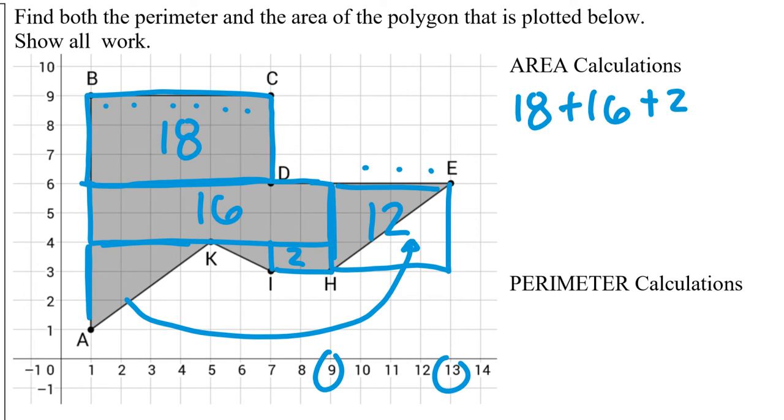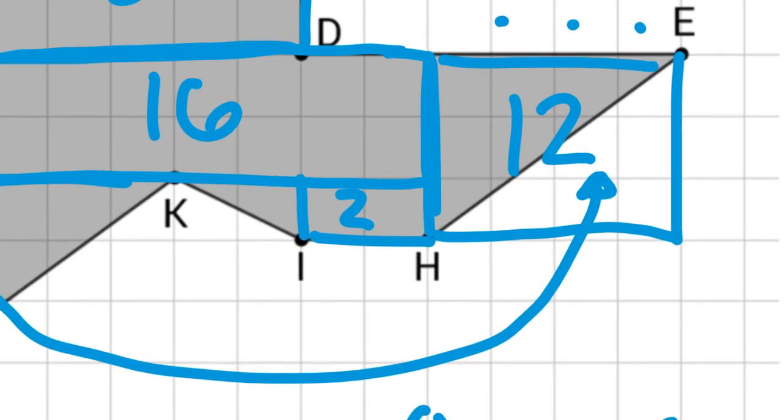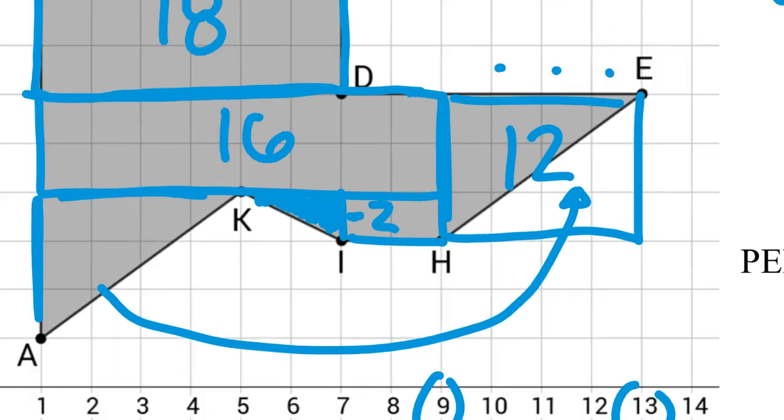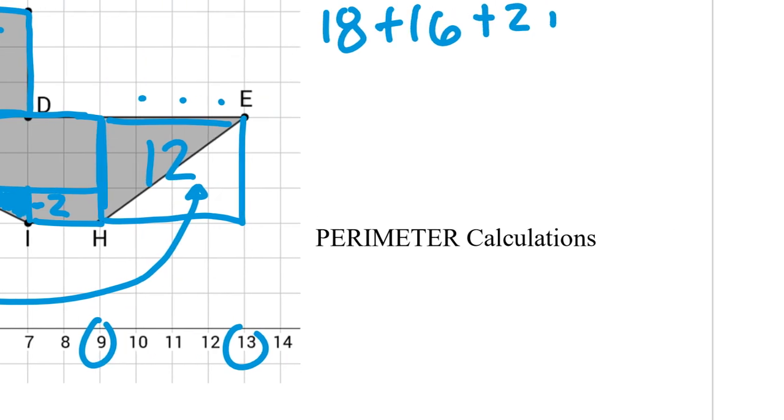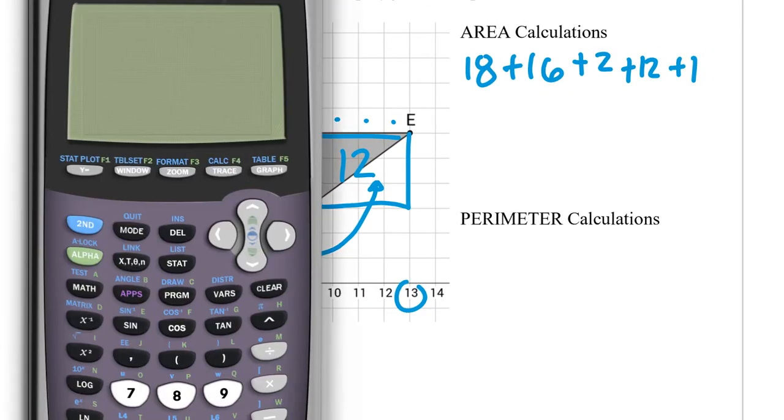The other thing I've got is this little bitty triangle right here. It has a base of 1 and a height of 2, so it is one half of 1 times 2. 1 times 2 is 2, and half of that is 1. So I've got the 2, the 12, plus 1 more. I think I got all the pieces. I'm going to add these up, and then probably double check it.